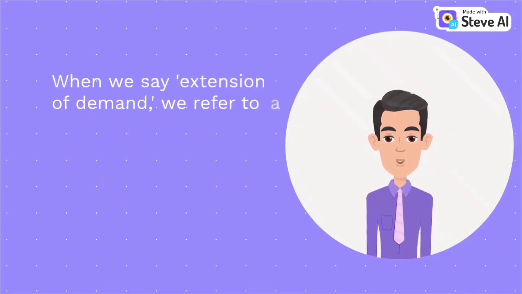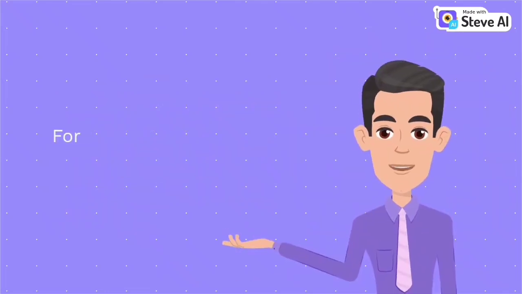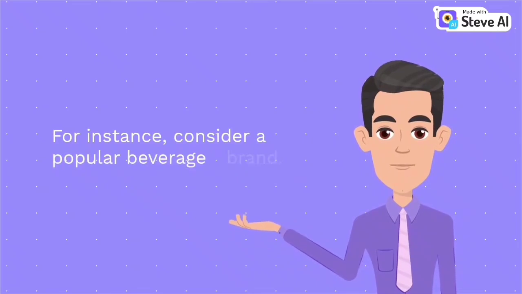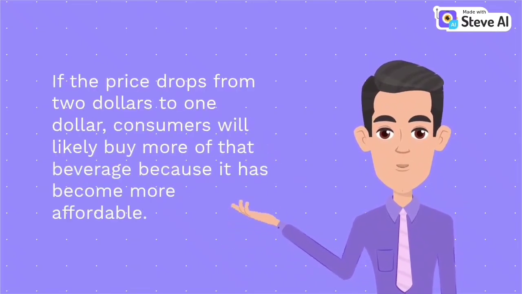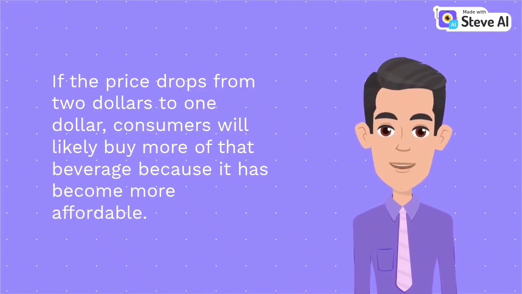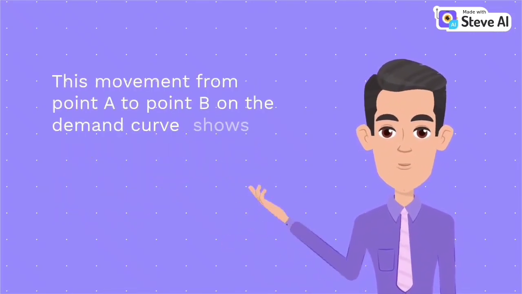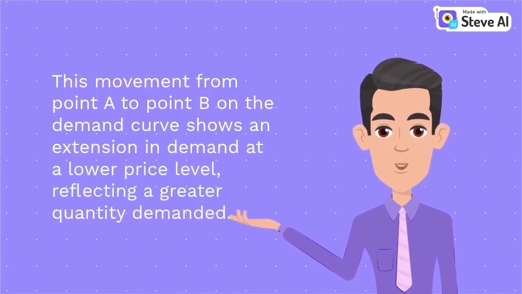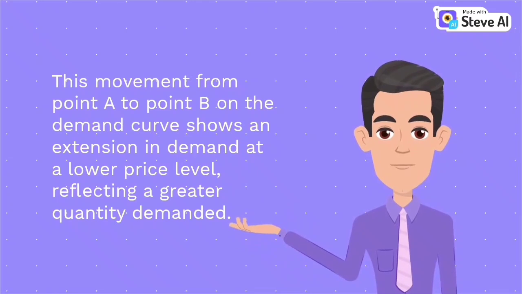When we say extension of demand, we refer to a situation where a decrease in the price of a good leads to an increase in the quantity demanded. For instance, consider a popular beverage brand. If the price drops from $2 to $1, consumers will likely buy more of that beverage because it has become more affordable. This movement from point A to point B on the demand curve shows an extension in demand at a lower price level, reflecting a greater quantity demanded.